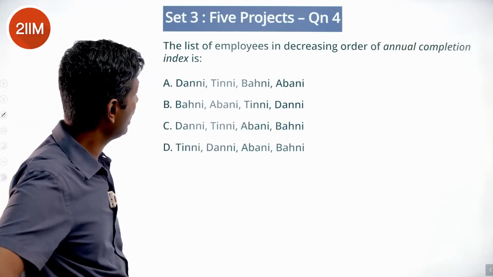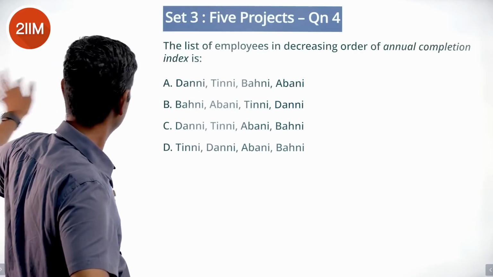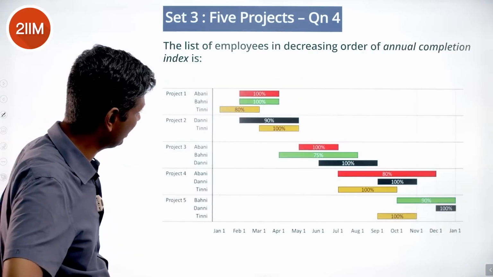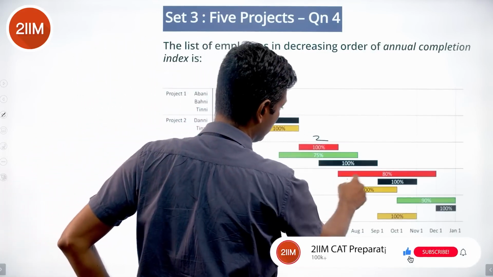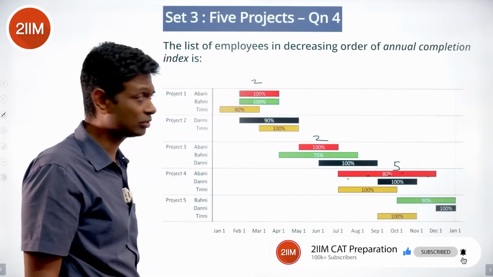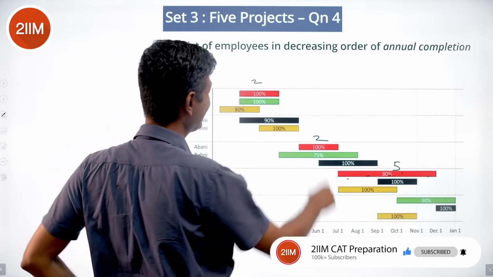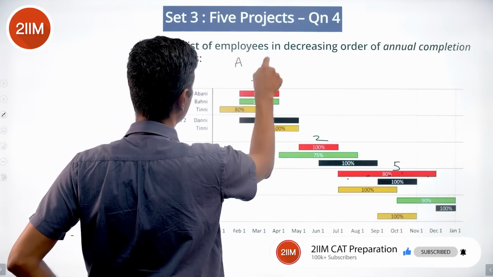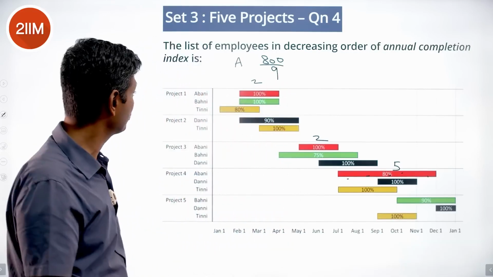The list of employees in decreasing order of annual completion indexes. Okay, decreasing order, completion index: 2 into 100%, 2 into 100%, 1, 2, 3, 4, 5, 5 into 80%. 5 into 80 is 400, 4 into 100 is 400, 400 plus 400, 800 by 9. So Abani is 800 by 9. Each of them did for 9 months. That is super useful. You should remember that.